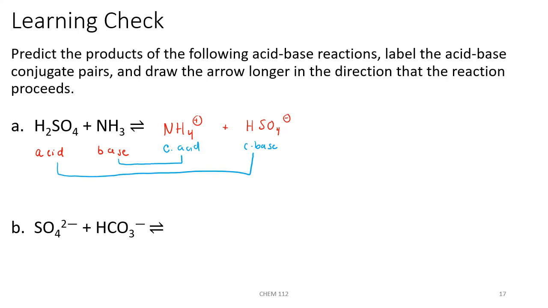So now if we just look at our two acids and compare them in terms of their strength, we have sulfuric acid versus the other acid, which is ammonium. And if you look at your chart, sulfuric acid is much higher up on the chart than ammonium is. So the sulfuric acid is our stronger acid, and the ammonium is our weaker acid.